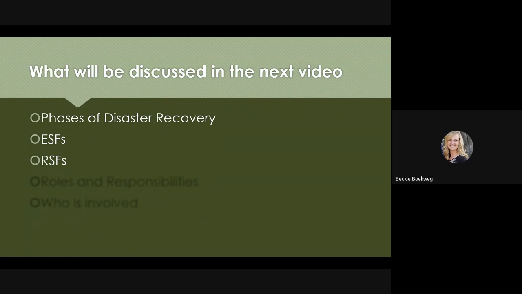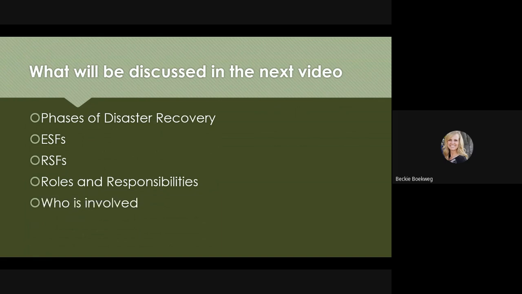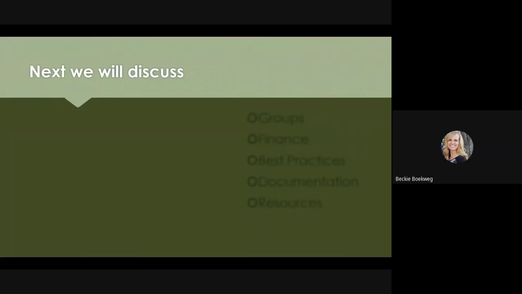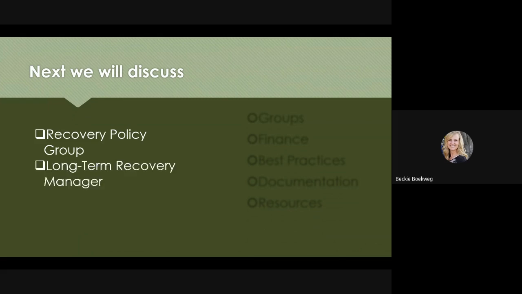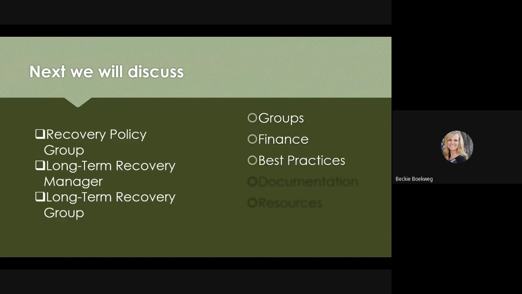Then we will talk about the roles and responsibilities and all agencies and organizations who may be involved in disaster recovery. Then we will talk specifically about the groups that will tie into disaster recovery, such as the Long-Term Recovery Policy Group, the Long-Term Recovery Manager, the Long-Term Recovery Group, and its support groups. Then we will talk about finance and recommendations and best practices.